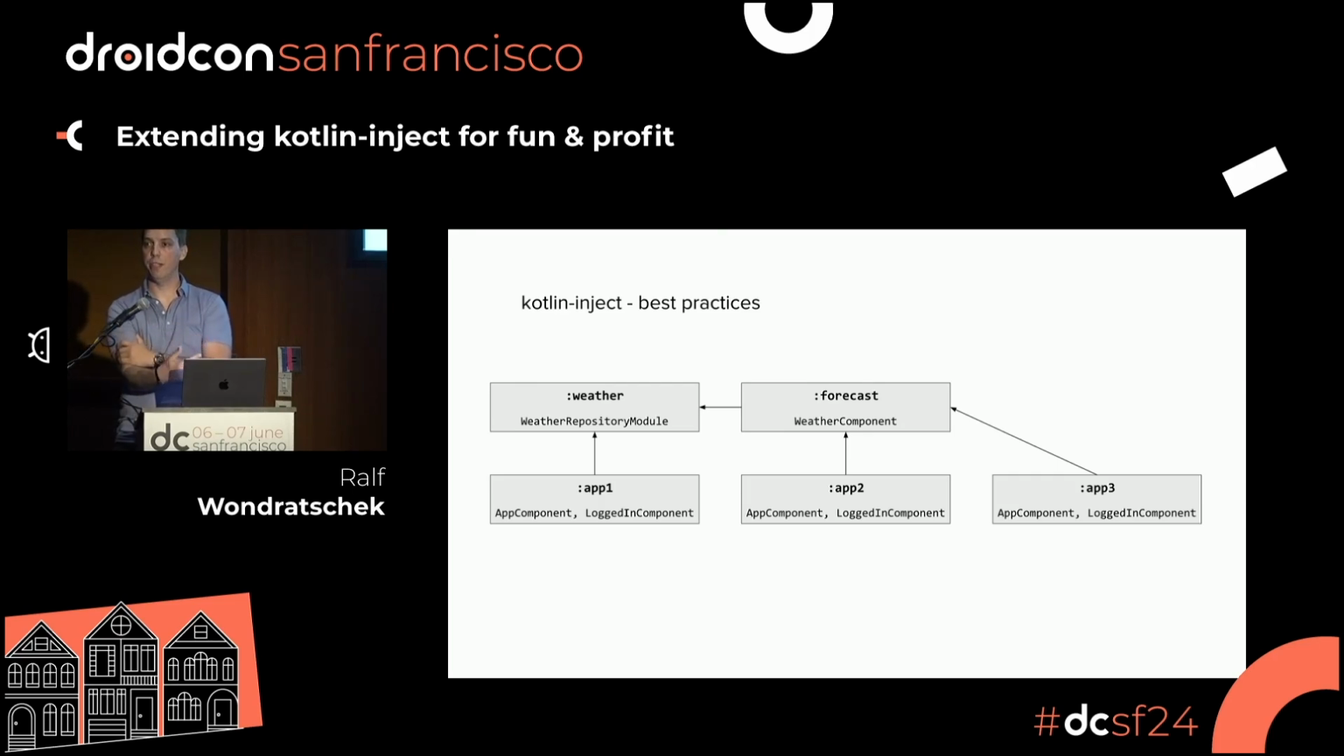Yes, we have to repeat these components over and over again in each application module. But what they do, which features they include, and what code they generate is different. App 1, for example, only depends on the weather module, so it will generate code for the weather repository module. But it doesn't depend on the forecast module, so it doesn't know about the weather component and will not generate the code for this, unlike App 2 and App 3. So I highly recommend putting your components into the application module. It will make your DI setup easier.